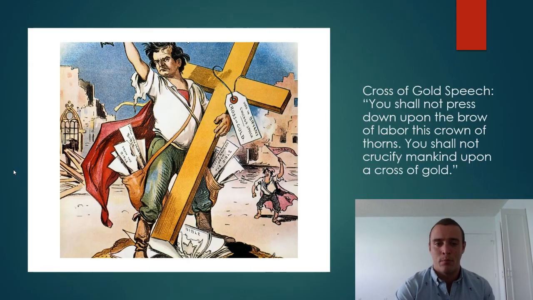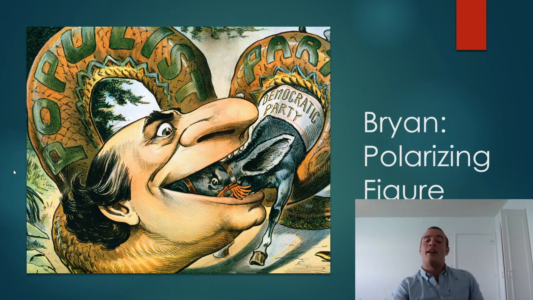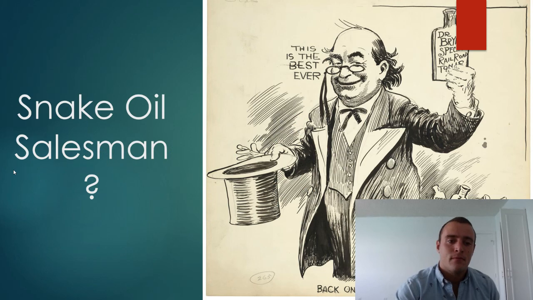So you have this one previously where he looks like Jesus, and then this one where William Jennings, that's him, his head on the populist party snake, devouring the Democratic Party in a way. It's odd, because he ran in 1896, but he was seen as an outsider by many Democrats, and he was very popular, but he ultimately was unable to win any elections. And then another one showing him as a snake oil salesman.